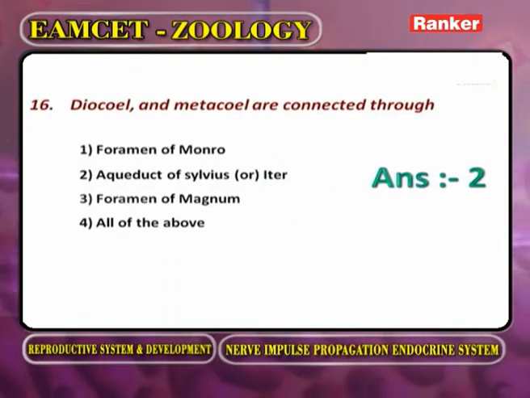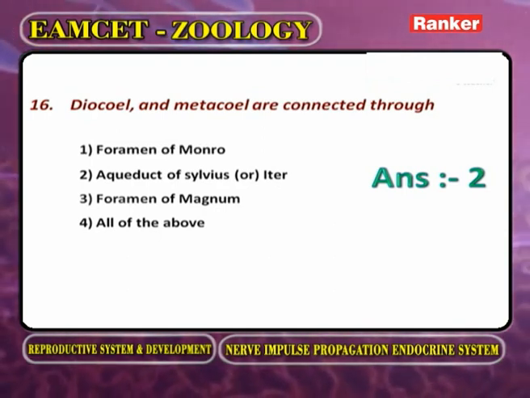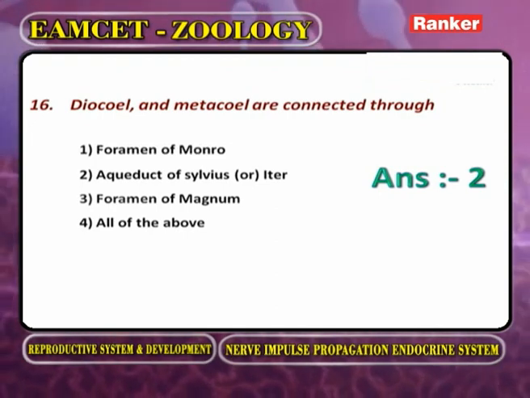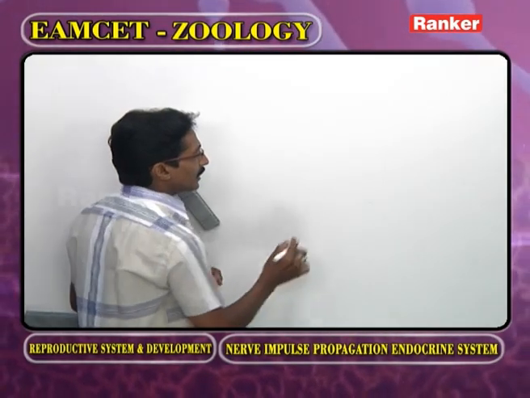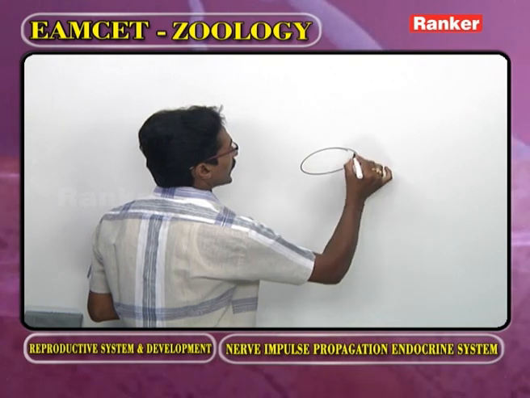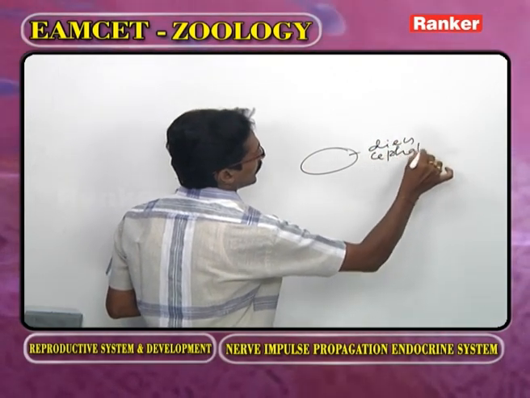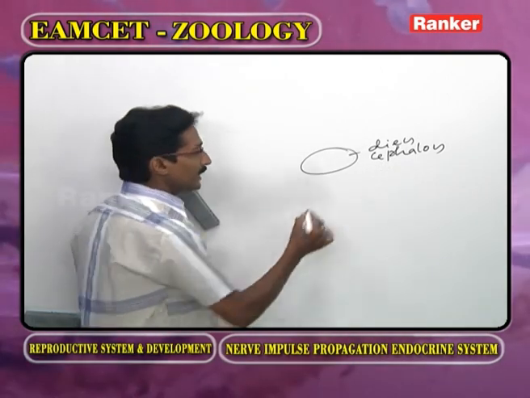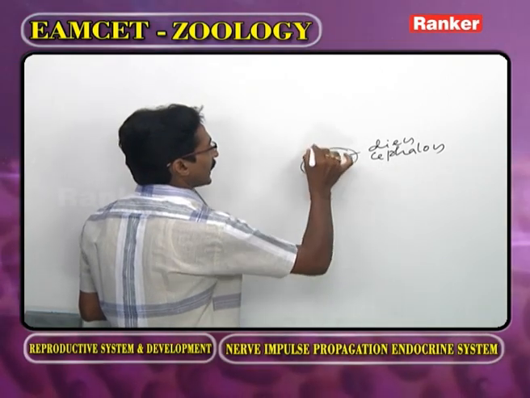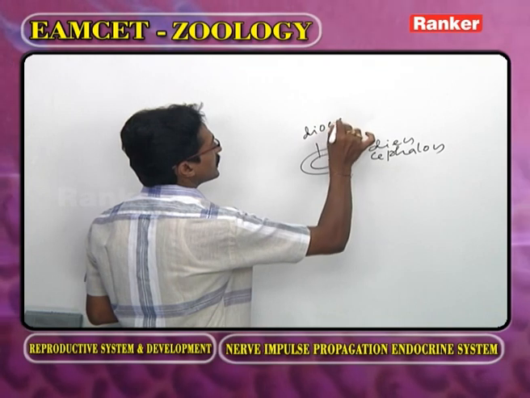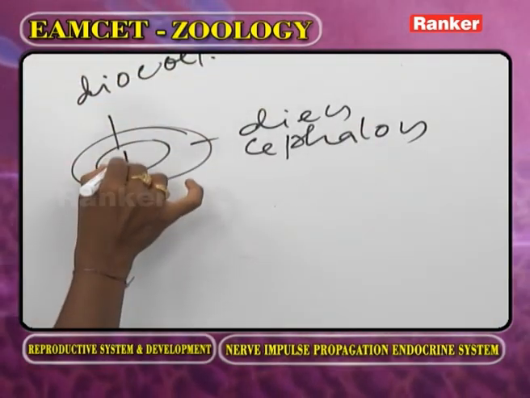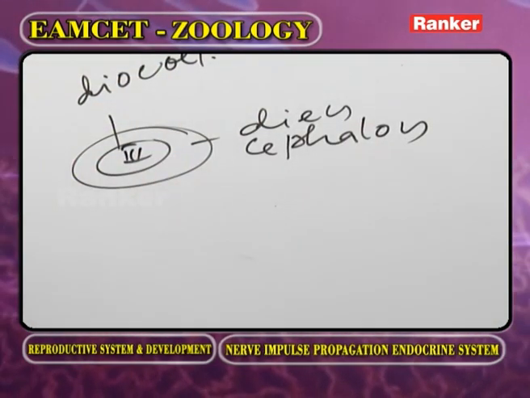Diocele and metacele are connected through. What is meant by diocele? It is the cavity. Metacele, it is the cavity. Now this part we call the diencephalon. In the diencephalon, a cavity is present called diocele. It is numbered as the third ventricle.